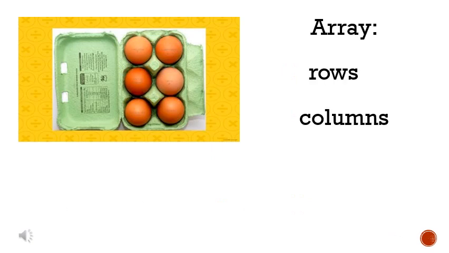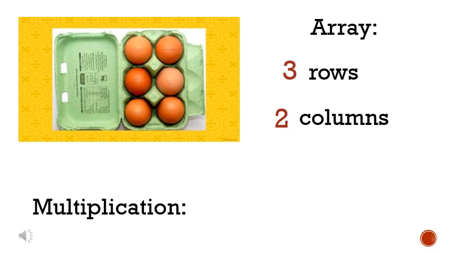Let's use the number of rows and columns to count the total number of eggs in this carton. I see 3 rows of eggs in 2 columns. To write this using multiplication, we would write 3 rows of 2 as 3 times 2 equals 6.